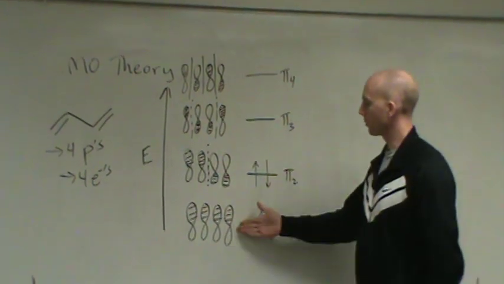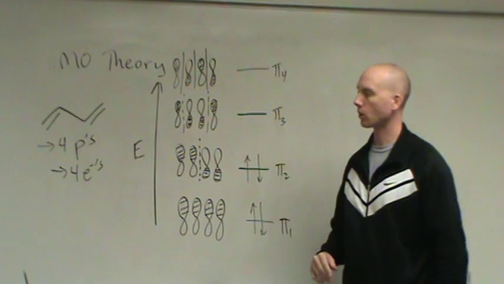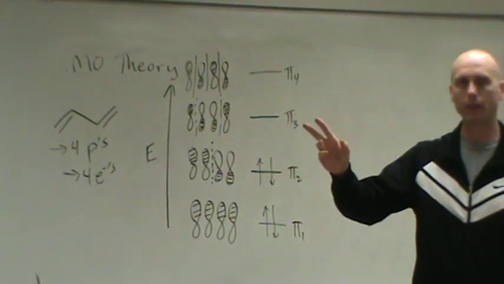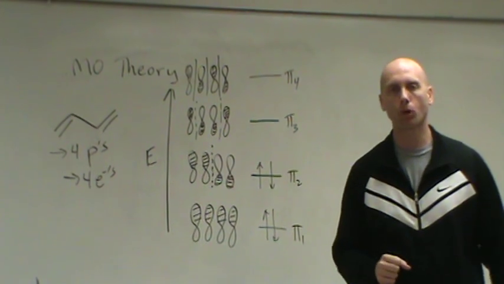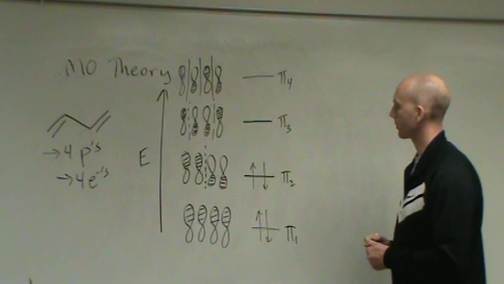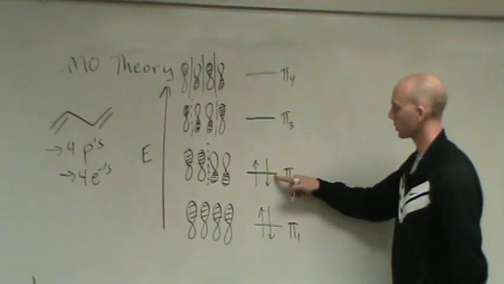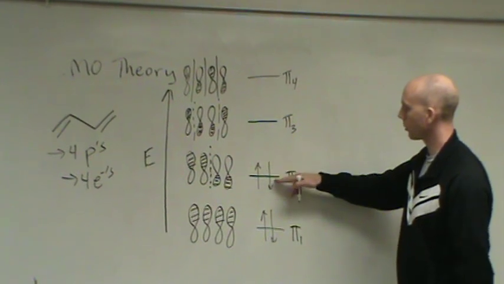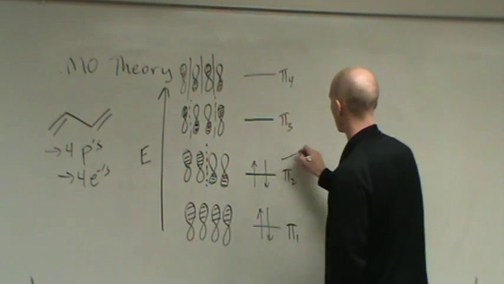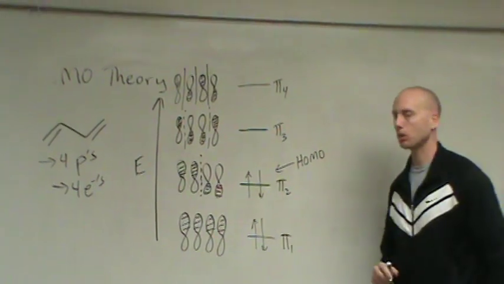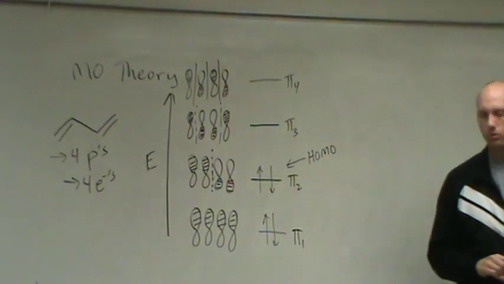So you will want to memorize these 4 orders of p orbitals, just like you want to memorize the one we did before with 2 p orbitals. Here we have some extra definitions. We say that this energy level that has the highest level with electrons, this is what's called my HOMO level.